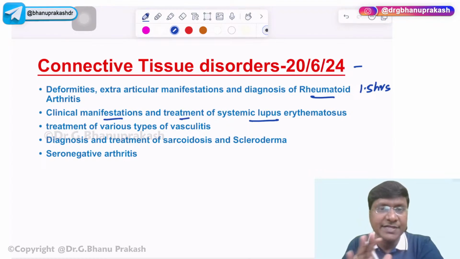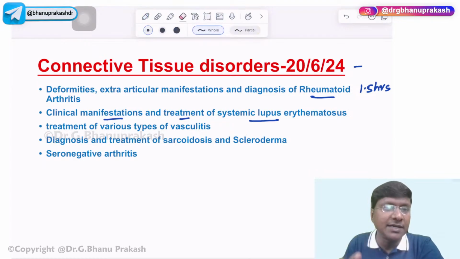In the treatment, everyone is aware that the drug of choice is methylprednisolone. But there are certain clinical conditions in SLE where non-steroidal treatment is required. For example, you take lupus endocarditis, you need to do valvuloplasty. There the steroids will not be useful. So you need to know the conditions where additional treatment is required apart from the steroids in SLE.